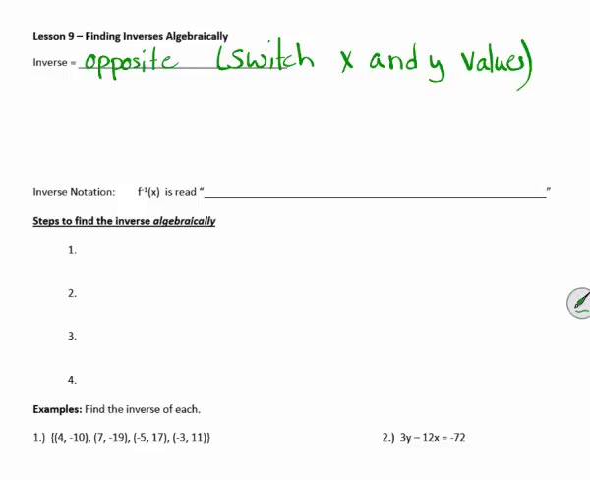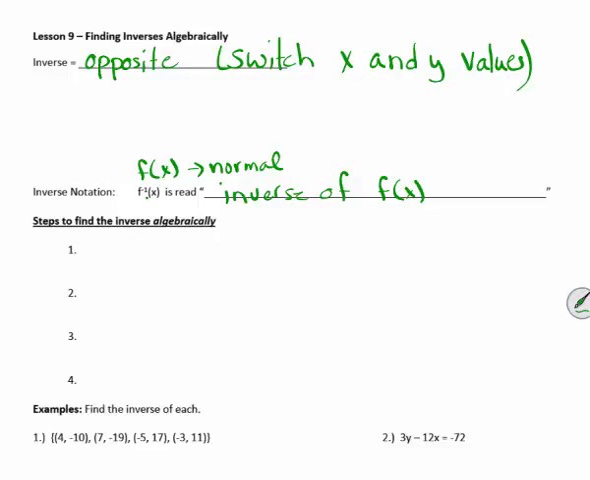All right, the notation. So when you see something about the inverse, instead of it being f of x, f of x is the normal one, it's going to have a little -1 up there, and that's telling you that that's the inverse. It's read inverse of f of x, right? F of x is a function. We've worked on that.